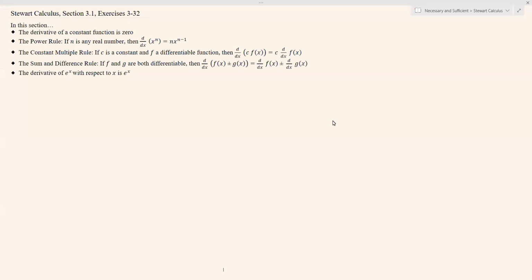Hello everyone, in this video we will be doing exercises 3 through 32 from section 3.1 of Stewart Calculus. We are using the 8th edition. In this section we covered a number of derivative rules.